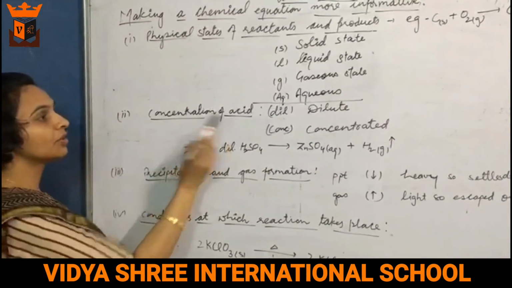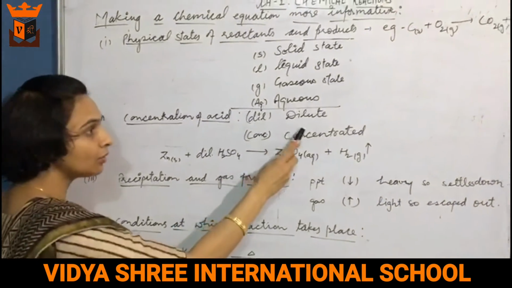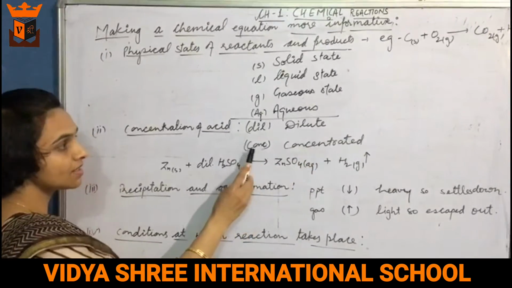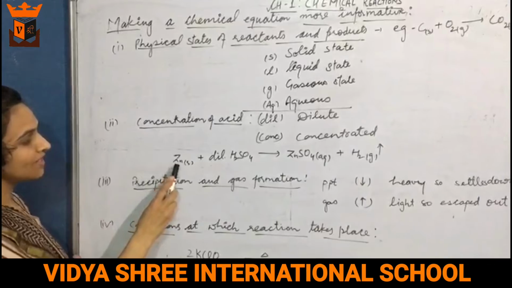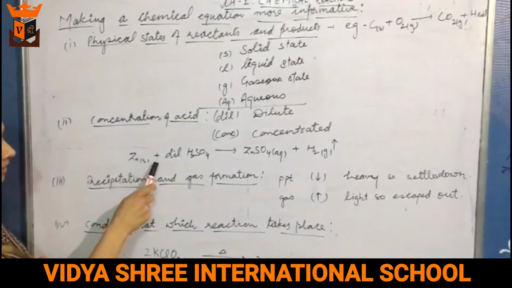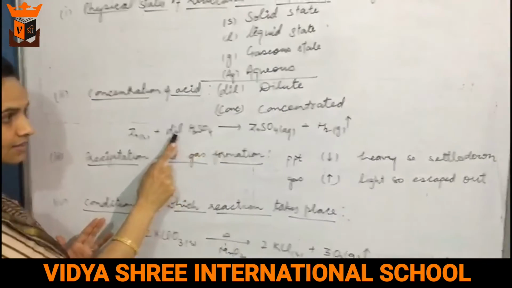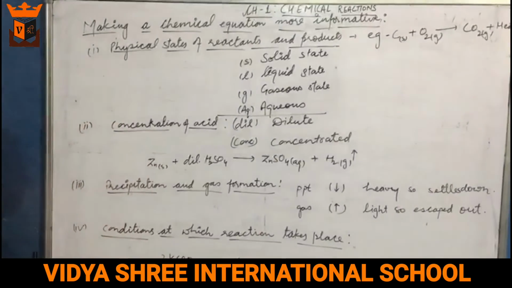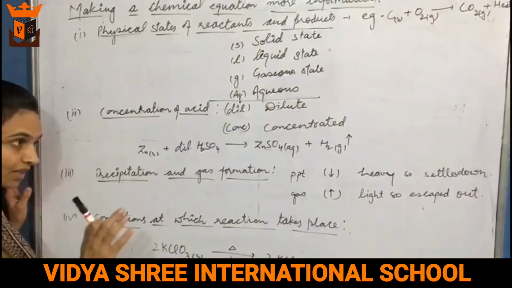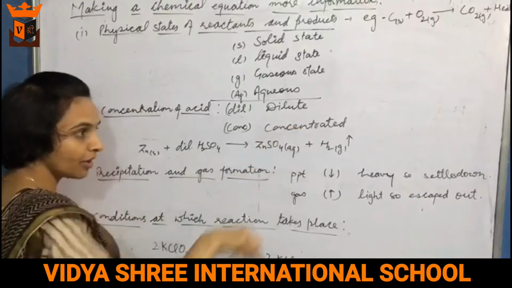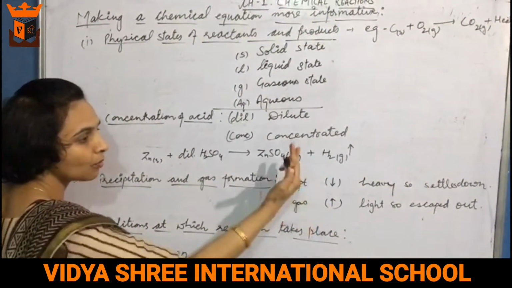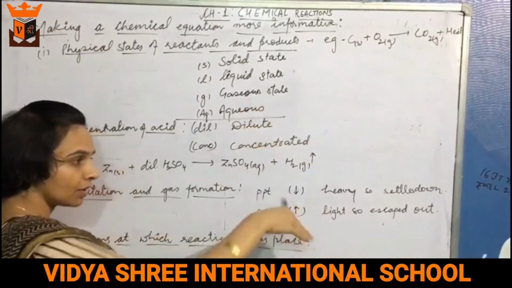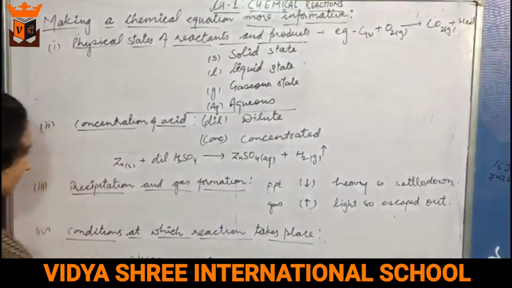If you are to tell some concentration of acid, like whether the acid is dilute or concentrated. If you are using dilute, then dil. If concentrated, then conc. For example, when zinc metal in solid state is there and you put some dilute sulfuric acid, that is dil, then zinc sulfate aqueous is formed and hydrogen gas escapes out. Now precipitation and gas formation. If some precipitates are formed, then arrow pointing downward. If gas, then arrow pointing upward, because precipitates are heavy, so settle down. Gas is light, that's why it escapes out.